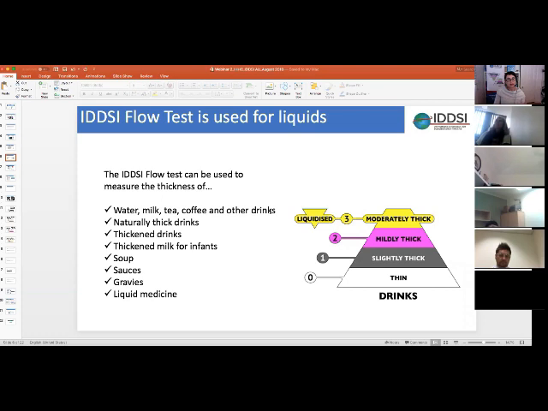The other thing that I think the IDDSI Flow Test helps us to remember is that we can measure a range of liquids. So it might be water, milk, tea, coffee, nutritional supplements, naturally thick liquids like some fruit nectars or smoothies or milkshakes, but also thickened drinks, thickened milk for infants, also into things like soups, sauces, gravies, and even liquid medicines.